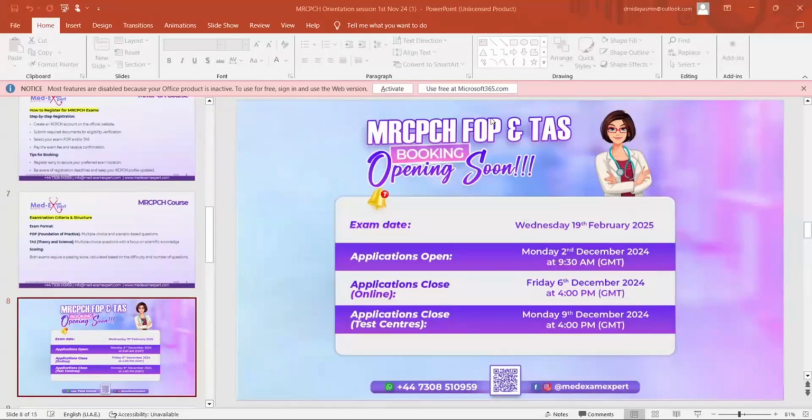If you just have your MBBS degree, you can apply for this theory exam. So the application closes on Friday, 6th of December 2024, but don't wait for the closing time, because the seats will vanish within minutes. No problem. Thank you. Welcome.